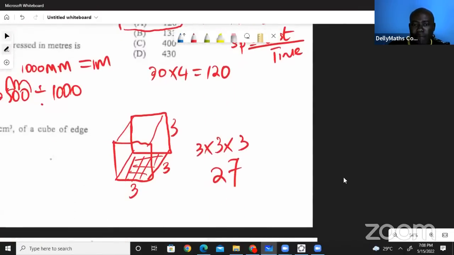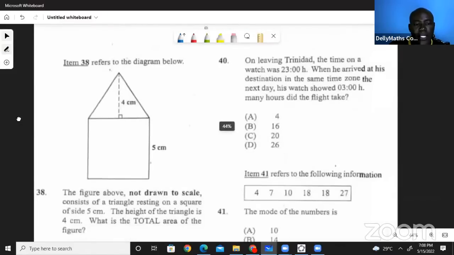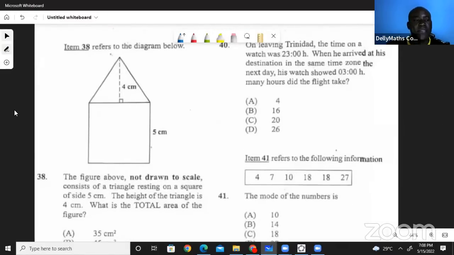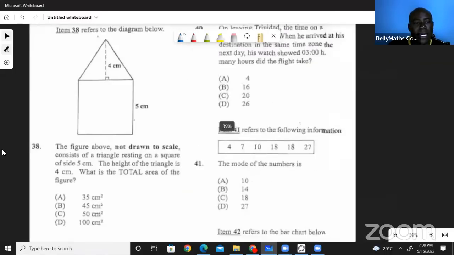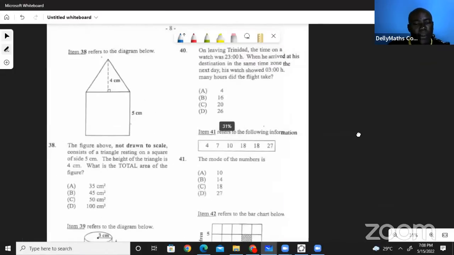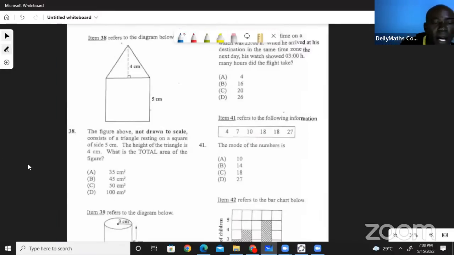All right, so number 38. Let's go. Next question. Number 38 now is a measurement question. It says here that the figure above, not drawn to scale, consists of a triangle resting on a square of 5 centimeter side. The height of the triangle is given as 4 centimeters. So it says, what is the total area of the figure?